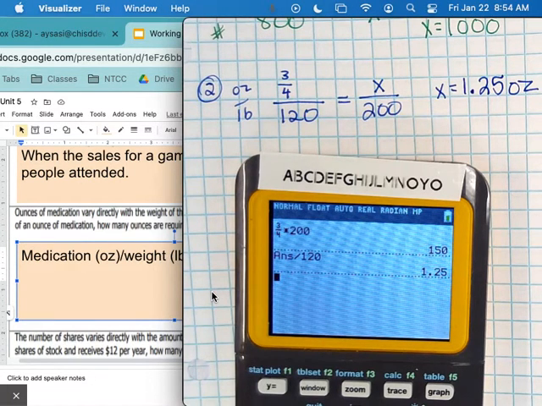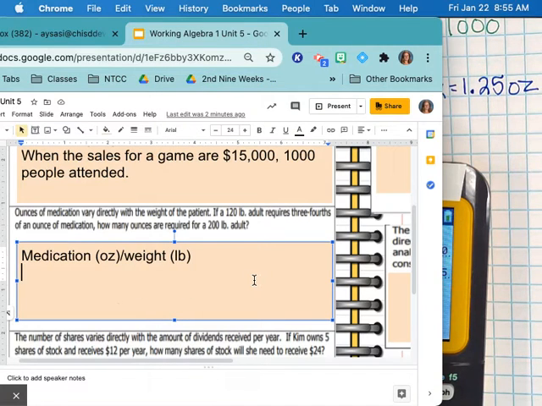Okay, so since we have a word problem, we have to write our answer in words, so in a sentence. So how can we write this in a complete sentence? What was that? Okay, how about one person? If 120-pound man. Okay. A 200-pound adult requires 1.25 ounces of medication.